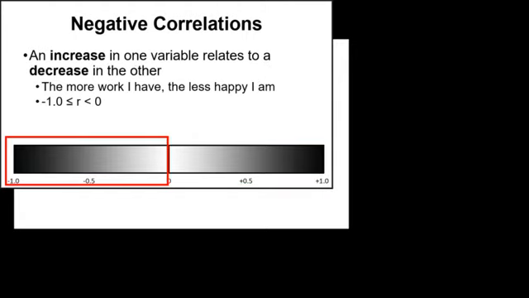Negative correlations are the other side, on the left of the 0. An increase in one variable relates to a decrease in the other. So the more you miss school, the lower your grade. And again, we can state it either way. And so that's going to be between -1 and all the way up to, but not including, 0.